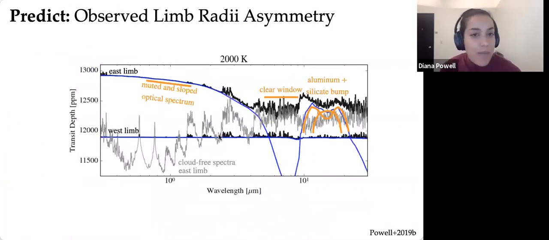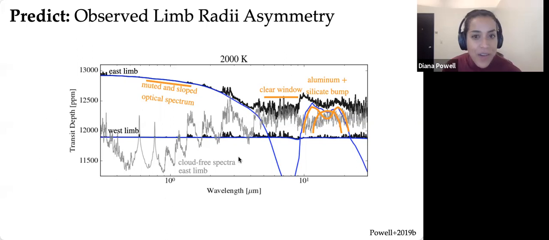And with this framework, we can predict how clouds will look at different locations on a given planet. So here I've translated calculated cloud properties into transmission spectra that look significantly different in both amplitude and shape between the east and west limbs of the same hot Jupiter. In black here, I'm showing the calculated transmission spectra on the east and west limbs. In gray, I'm showing the east limb transmission spectra if there were no clouds. And then in blue, I'm showing the opacity continuum due to clouds.